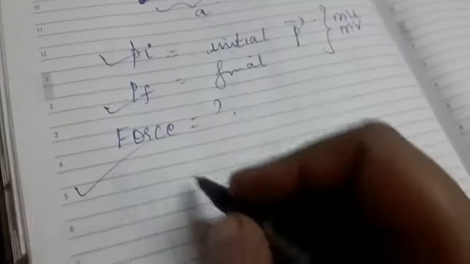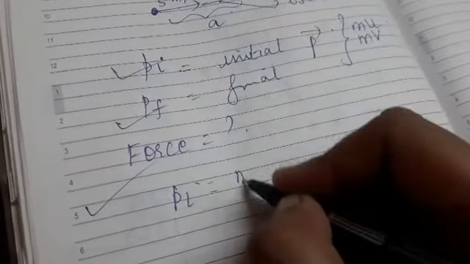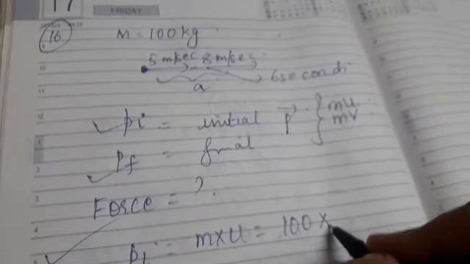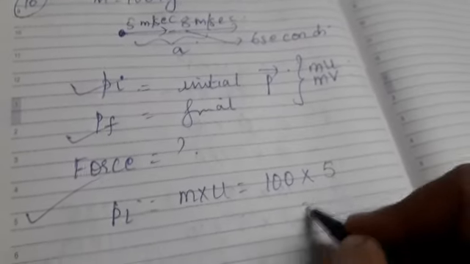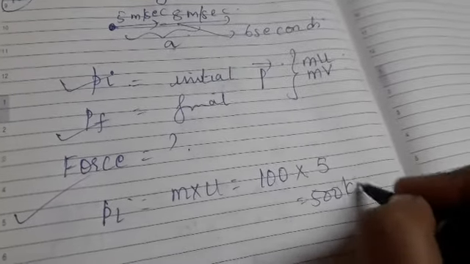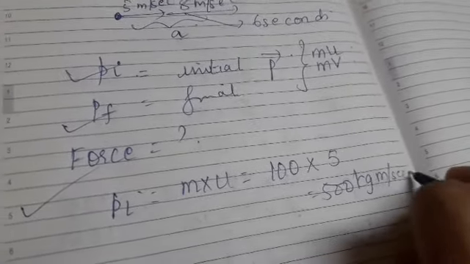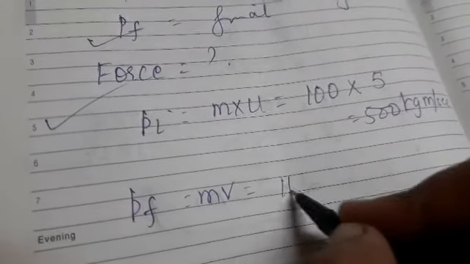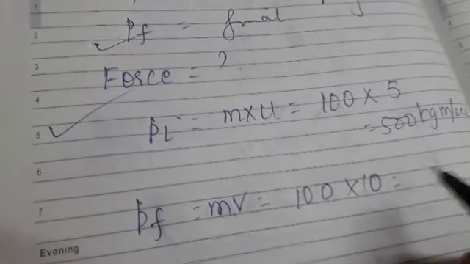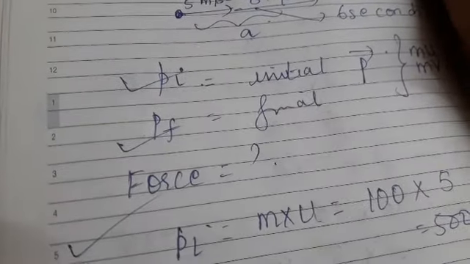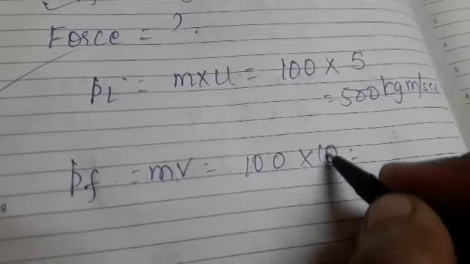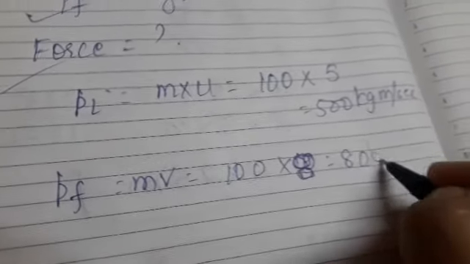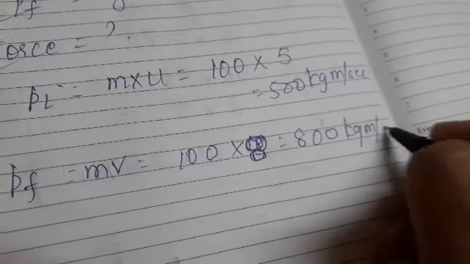Initial momentum is given by mass into velocity, that is 100 into 5, 500 kg meter per second. Yes. Pf is mv, 100 into 10, let me check the values. No, 100 into 8. So many mistakes, sorry children for this. 100 into 8, 800 kg meter per second.